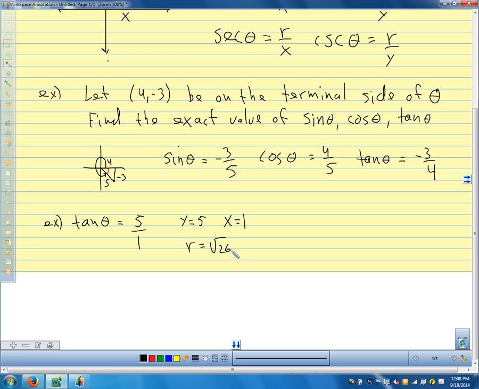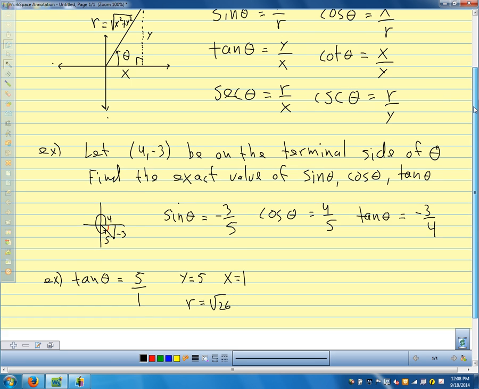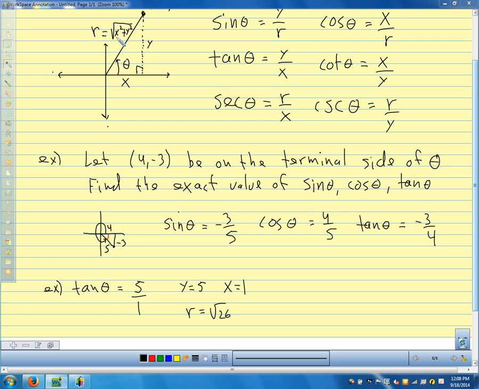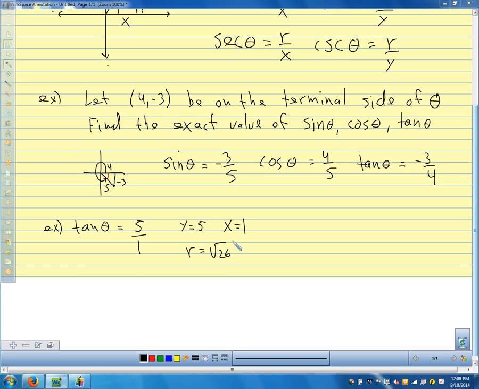And that identity that we used, the tangent squared theta plus 1 equals secant squared theta, is this, the Pythagorean theorem. So they're really the same thing. So we could have done the problem that way and gotten to the same place. I'm not going to go all the way through, but we can always think about it that way.